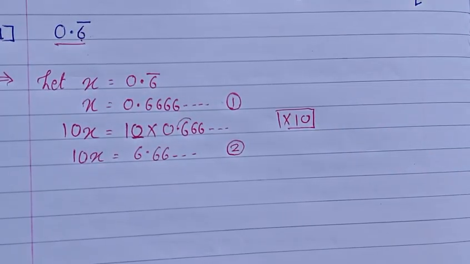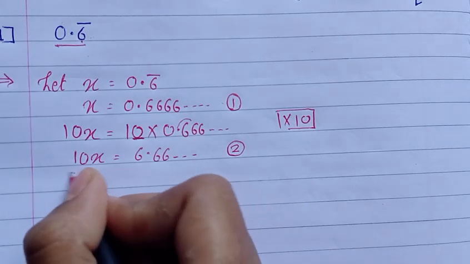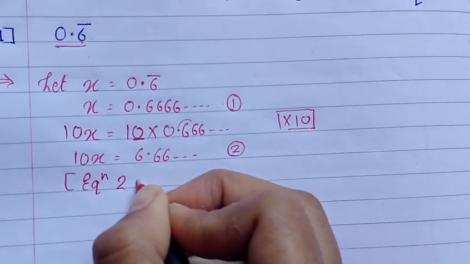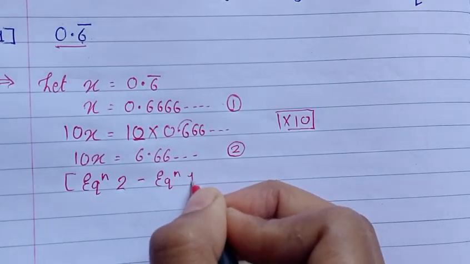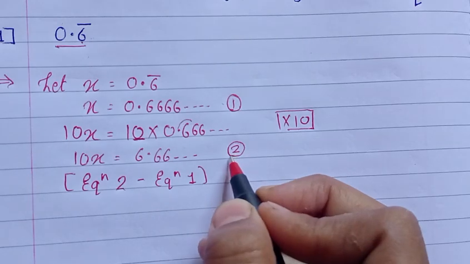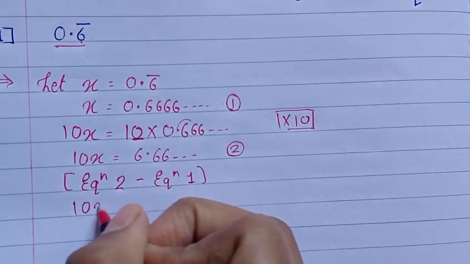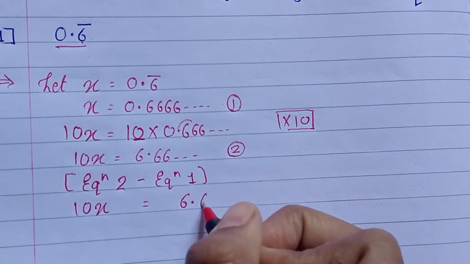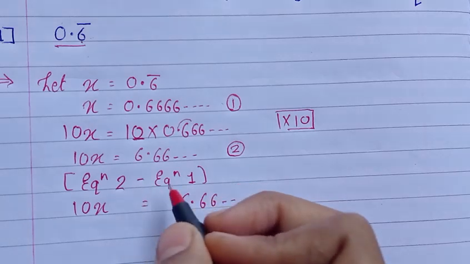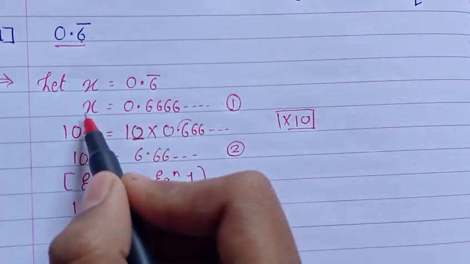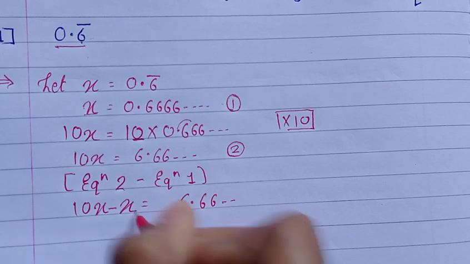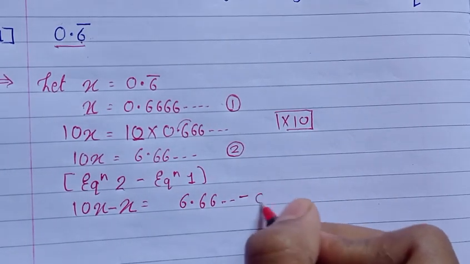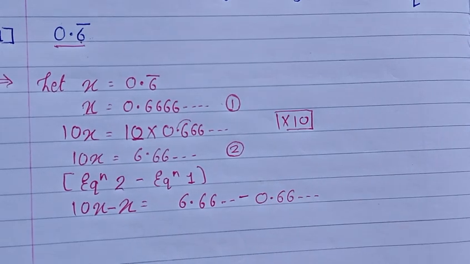Now the very necessary step that you have to take: from equation 2, subtract equation 1. So this is our equation 2, that is 10x equals 6.66 and so on. You have to subtract equation 1. Equation 1 was x. So minus x equals 6.66 and so on, minus 0.66 and so on.